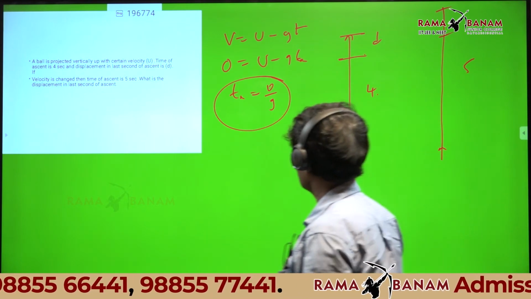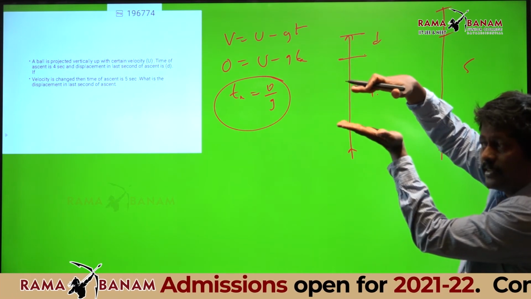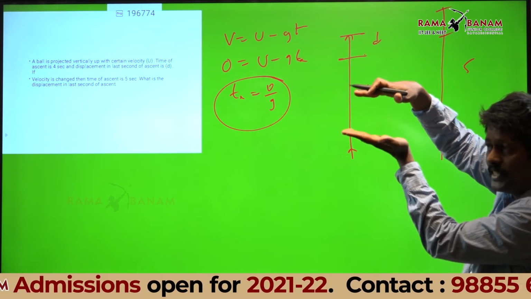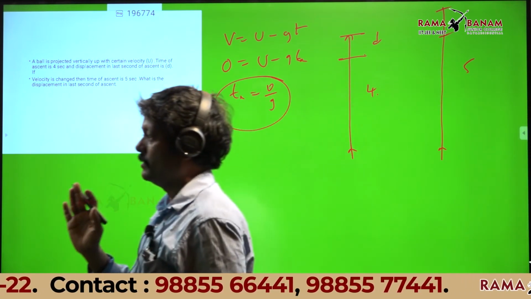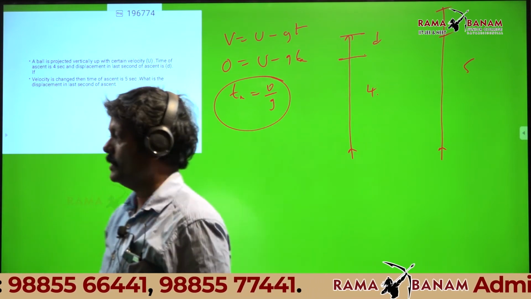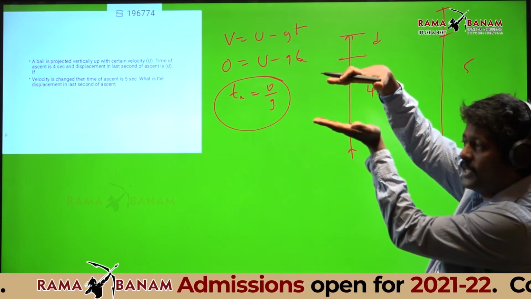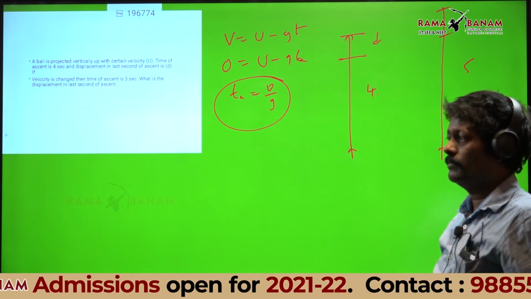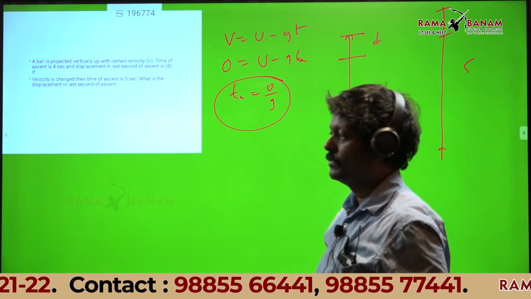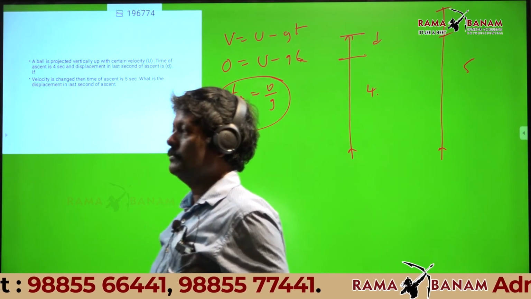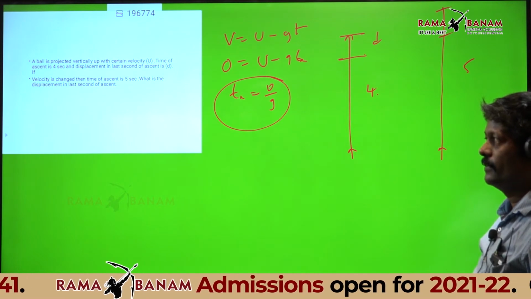Now the first case. In the last second, a particular second, the displacement is d. I will tell you the particular second formula. Kaushik, tell me the particular second formula. Sir, S last is equal to g into n minus half.